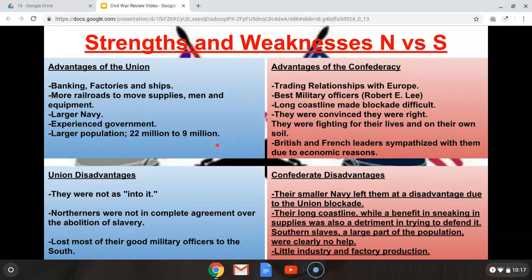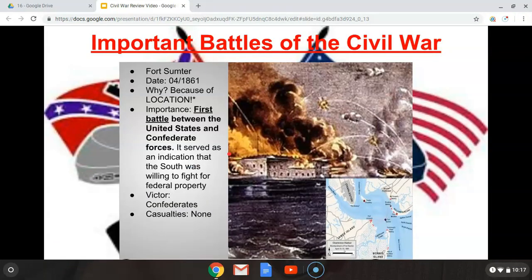And then we get into your important battles. We covered this before. First battle of the war. Remember what I said. You want to know the first, the turning point, the last. You're probably going to want to know the important ones on the Mississippi because that's the western frontier. You're going to want to know the ones that happened in our backyard, probably the deadliest one, the one that led to Lincoln's emancipation. So here we go.